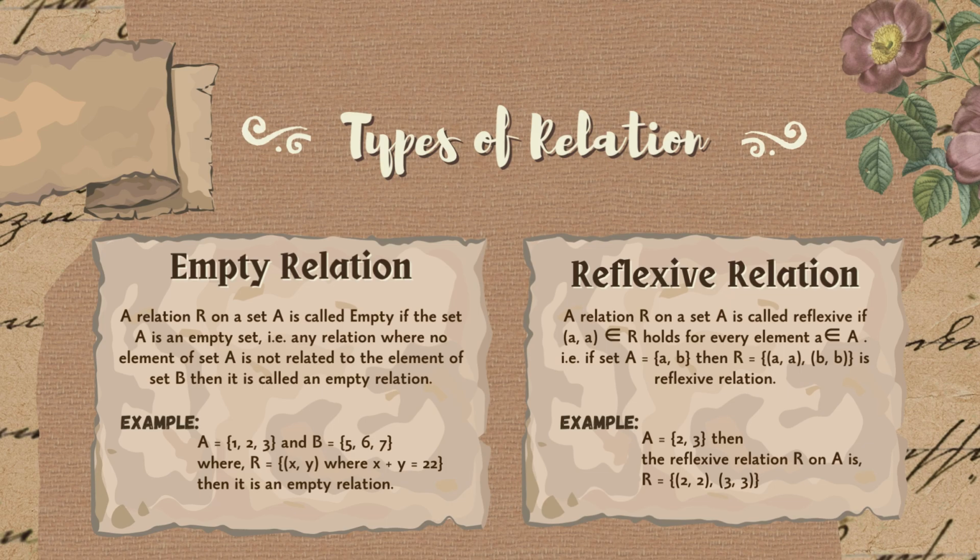Next, reflexive relation. A relation R on a set A is called reflexive if (a, a) is a subset of R holds for every element a in A. If set A has a and b, then R with (a, a), (b, b) is a reflexive relation. So, this is the example you can see.